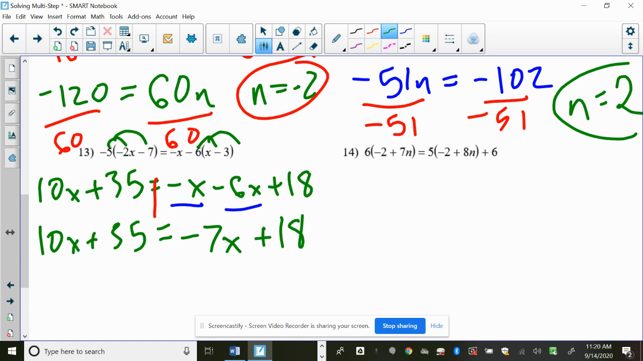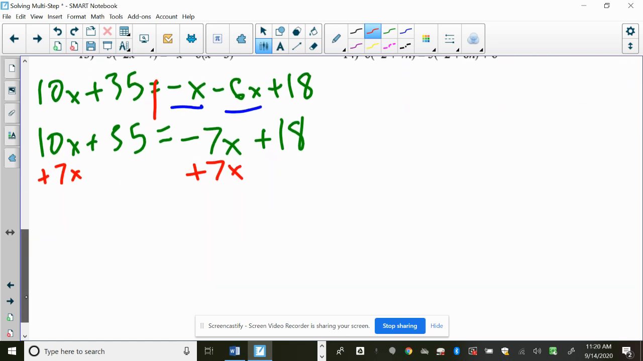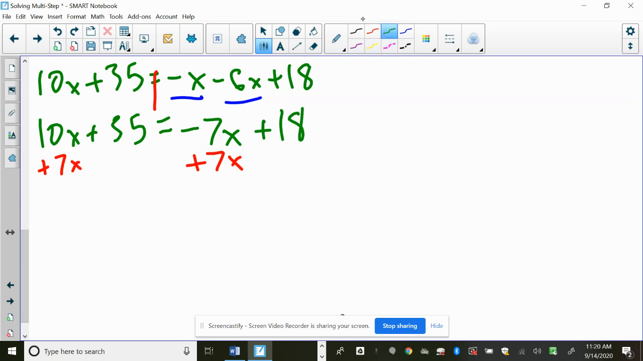Now this looks like problems from the front side, right? So we have variables and numbers on both sides. There's nothing else we can combine. So when we have x's on both sides, we're going to get rid of the smaller x next. So we want to get rid of this negative 7x. So we can add 7x to both sides. So now 10x plus 7x, that's 17x plus 35 equals, well, these canceled. That was the whole point. So on the right, we're left with just 18.